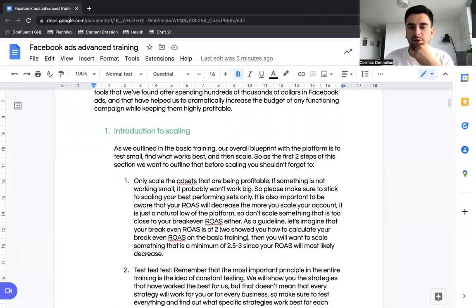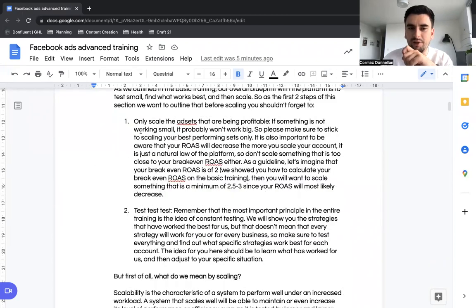As we outlined in the training, our overall blueprint with the platform is to test small, find what works, and scale. So the first two steps of this section: before scaling, you shouldn't forget to only scale the ad sets that are being profitable. One, if something is not working small, it probably won't work big. If you're getting a 3x return on ad spend at $10 a day, if you double it to 20, there are no KPIs or indicators to suggest that will work for you. So please make sure to stick to only scaling your best performing ad sets.